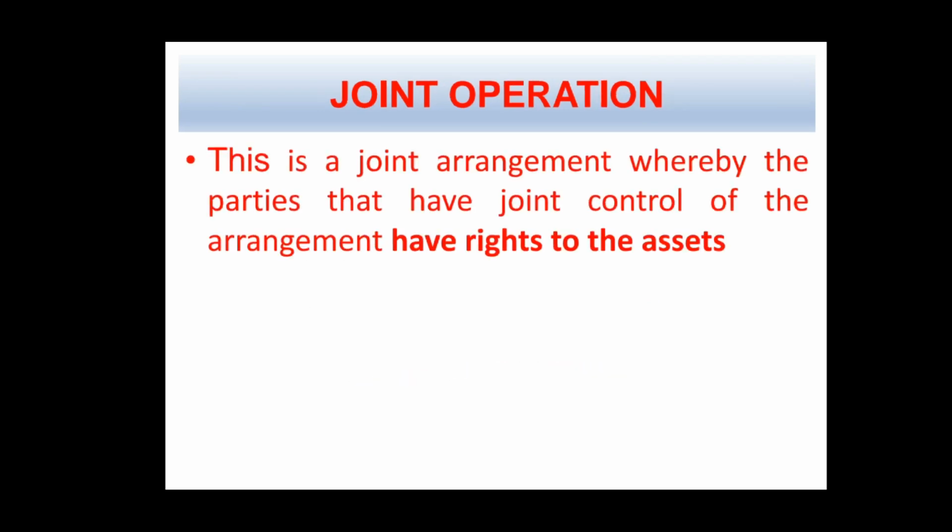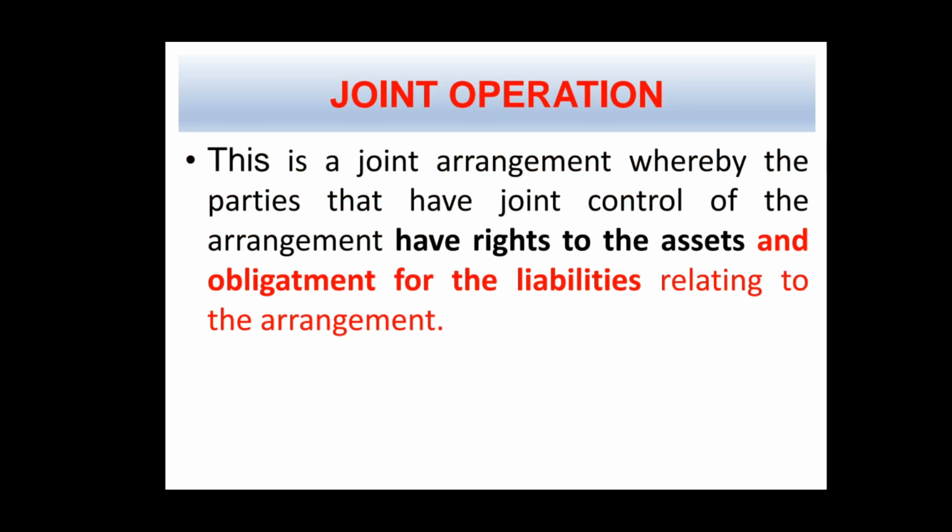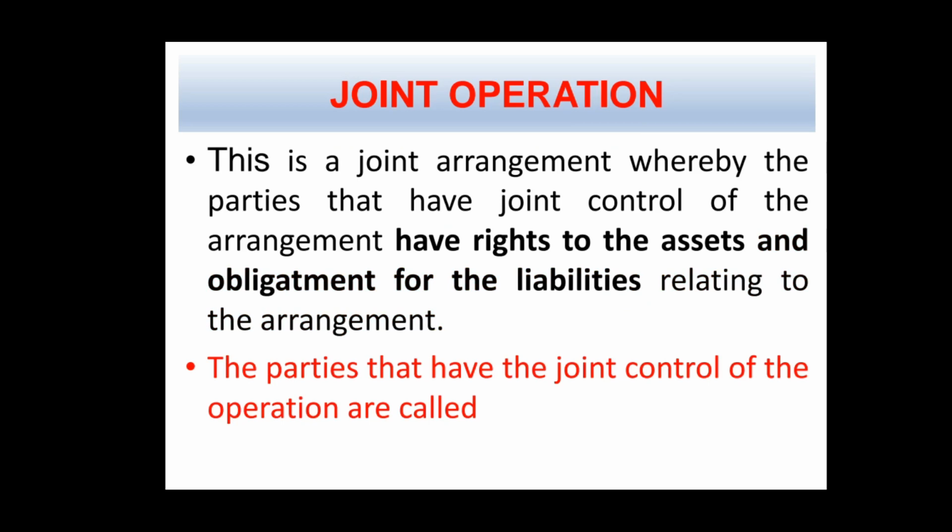What is joint operation? This is a joint arrangement whereby the parties that have joint control of the arrangement have rights to assets. Let's take note of that. Rights to assets and obligations for the liabilities relating to the arrangement, which means before we can categorize the parties as being in a joint operation, the parties involved must have rights to the assets and obligations to the liabilities. So the parties that have joint control under the joint operation are called joint operators.